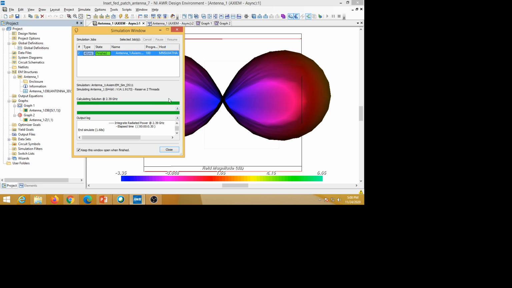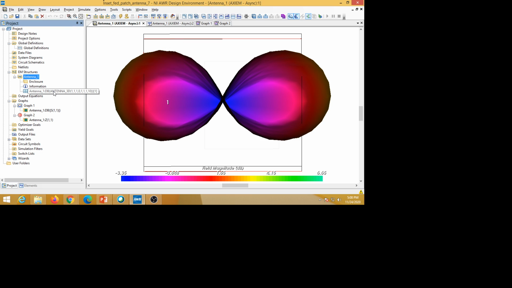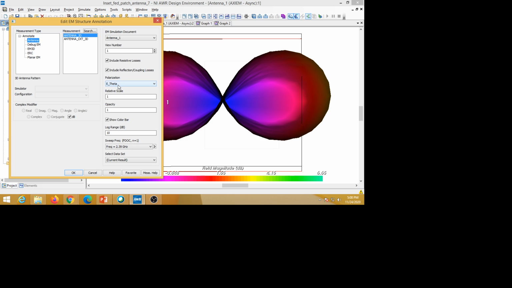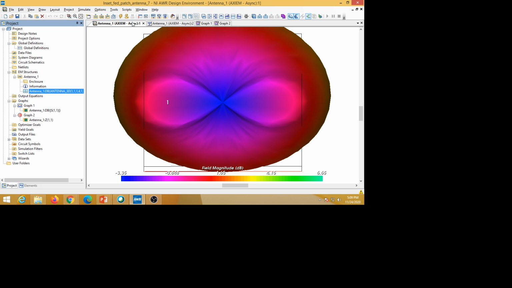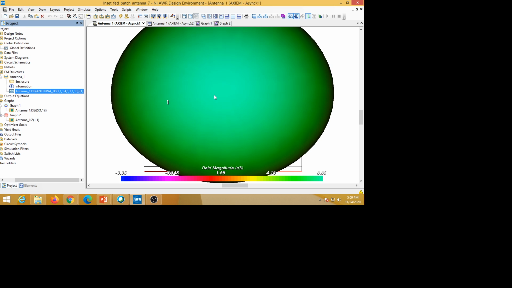One more setting we have to do, I did a wrong thing: properties, polarization. In the polarization you should take total. I have not done this for the 3D antenna. Your structure name here, losses should be included, and this is 10 dB. This should be 2.39 resonant frequency, and the polarization should be total. Okay, again you simulate this.